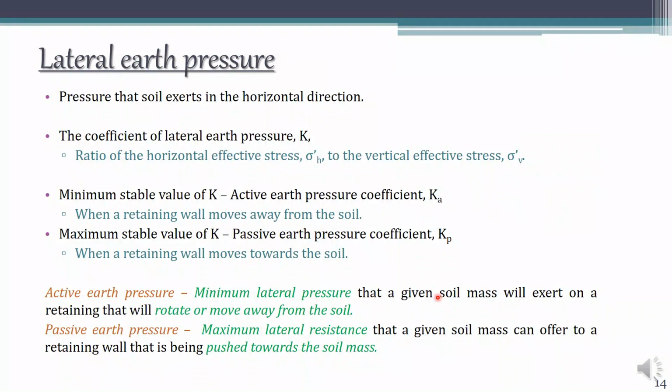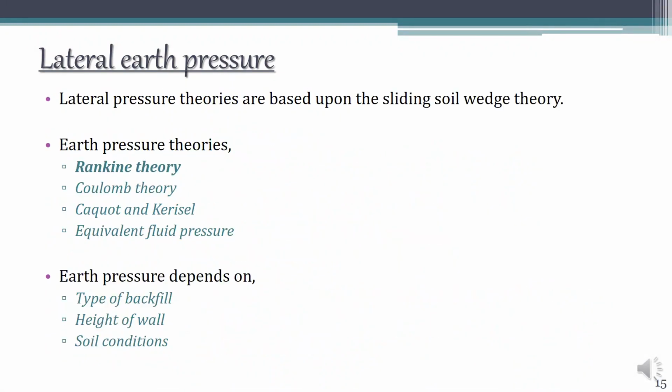Passive earth pressure is the maximum lateral resistance that a given soil mass can offer to a retaining wall that is being pushed towards the soil mass. Earth pressure depends upon the type of soil, height of the wall, and the soil conditions. There are different earth pressure theories for finding out the value of earth pressure. Here we are going to use Rankine's theory.